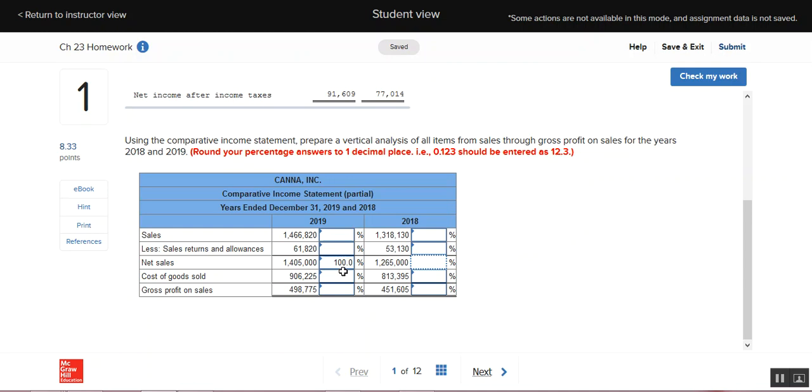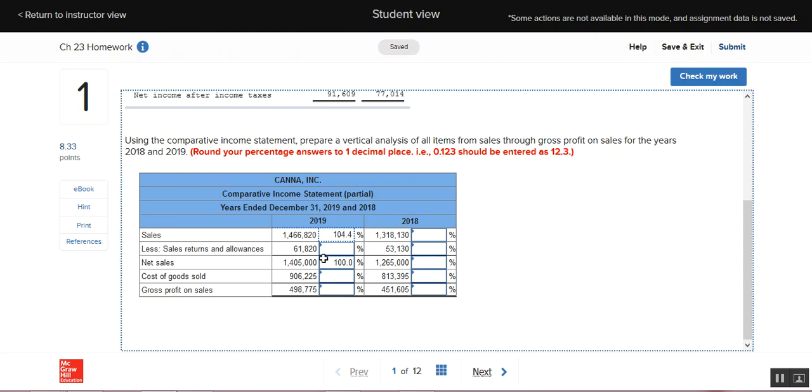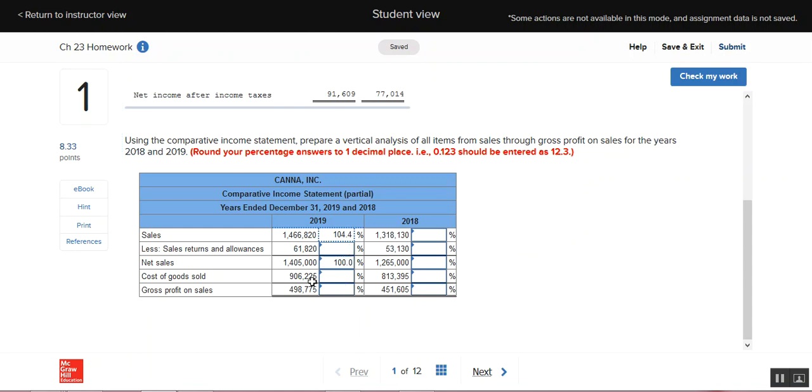So that would be 1,466,820 divided by 1,405,000. Sales is 104.4% of net sales. You would go through that process all the way down. And then they did the same thing for 2018. So same process. This is a vertical analysis, and you can do it for the income statement or the balance sheet.